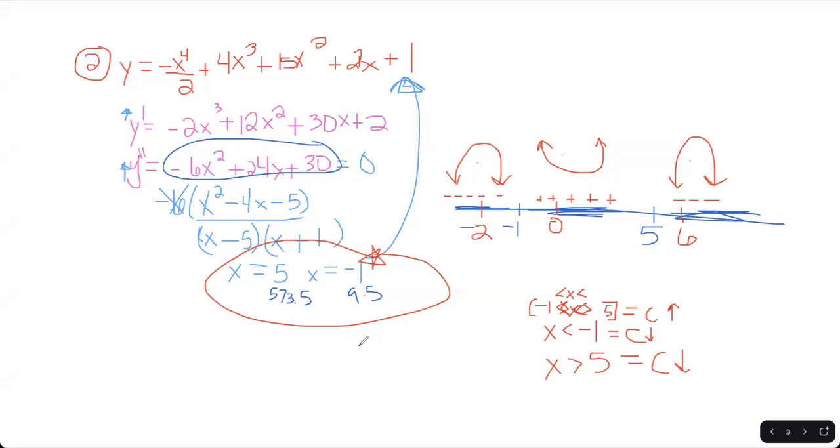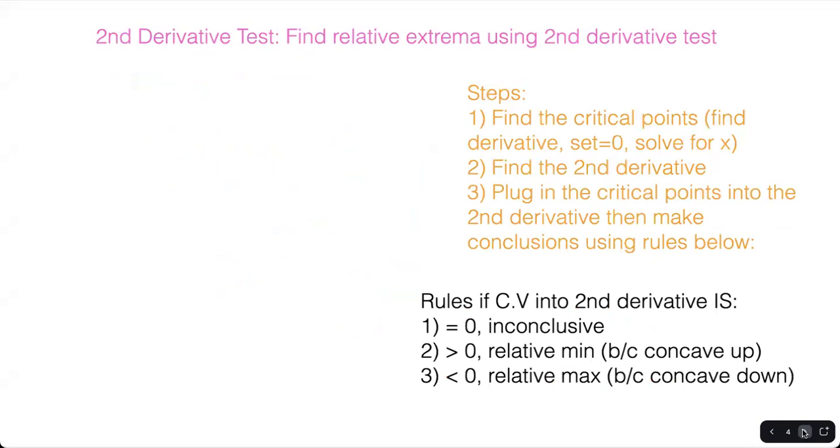Okay, so that is the first part of what the second derivative can do for us. There's one more thing I want to show you about what the second derivative can do for us. Okay, the second derivative test. The second derivative test is where we can determine if we have relative extrema, a max or a min, using the second derivative. So instead of using the first derivative, how can we use the second derivative to determine if we have a max or a min?